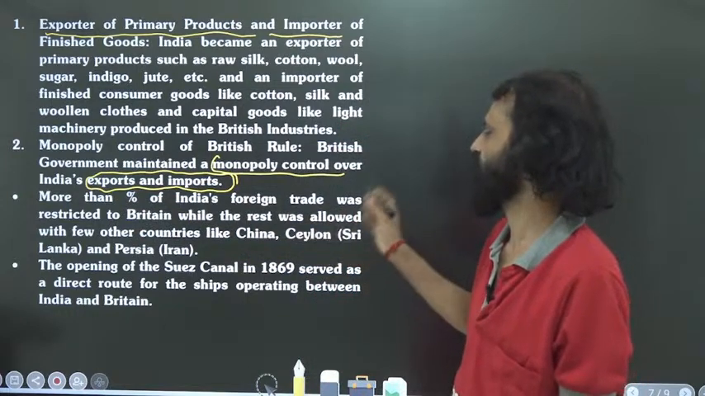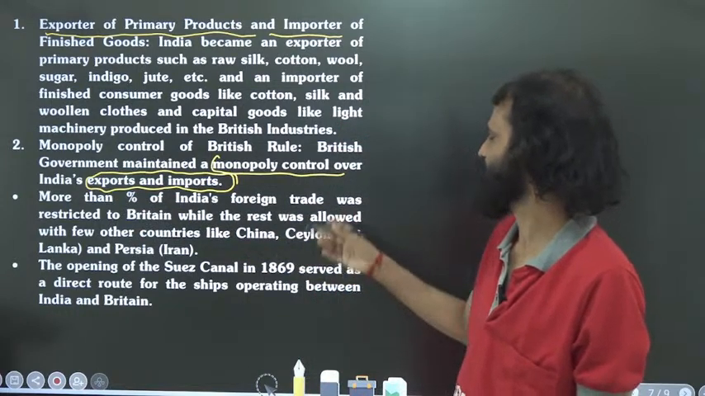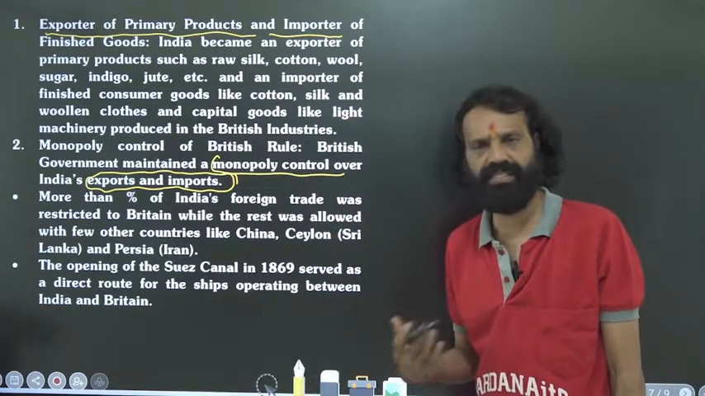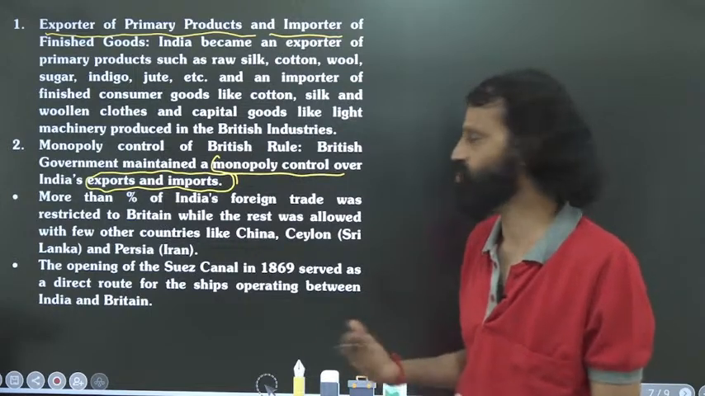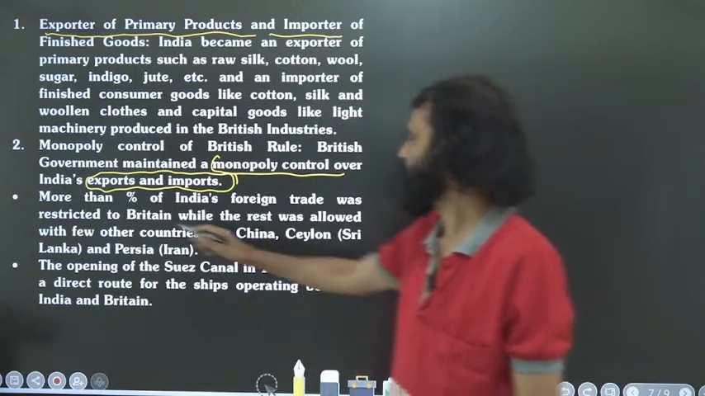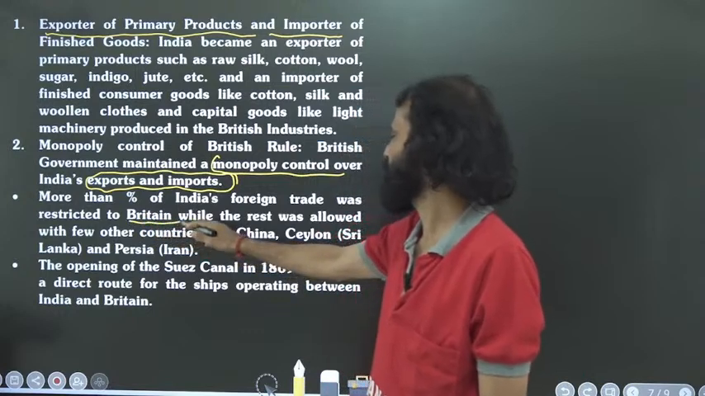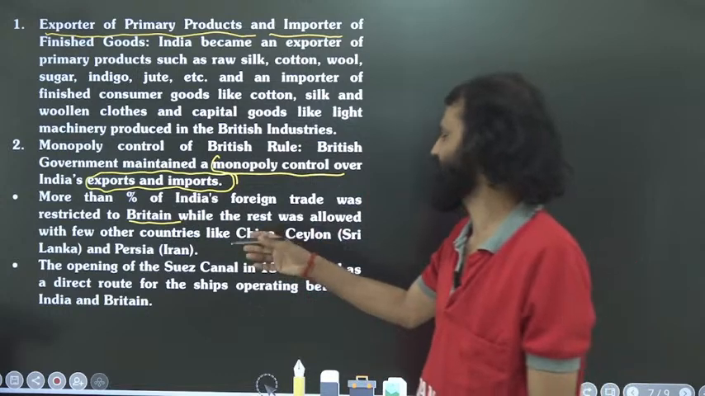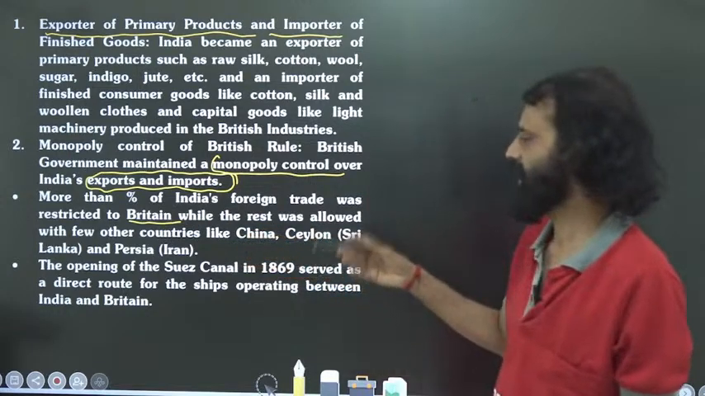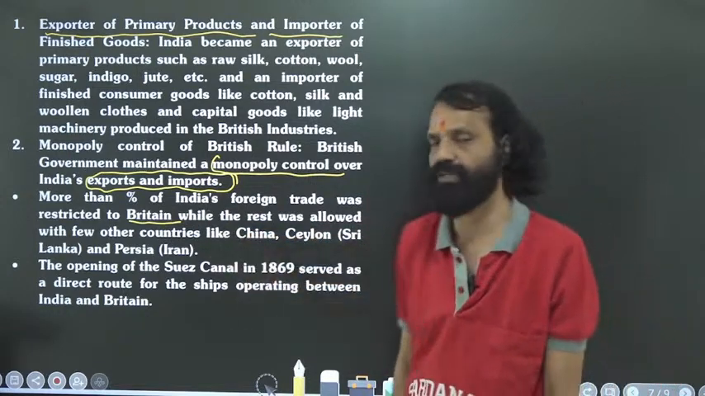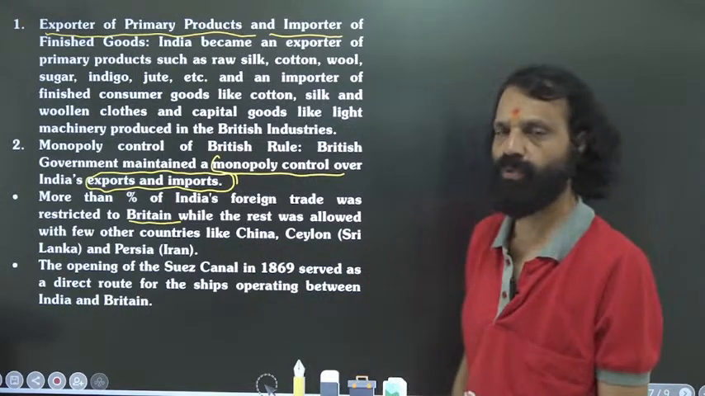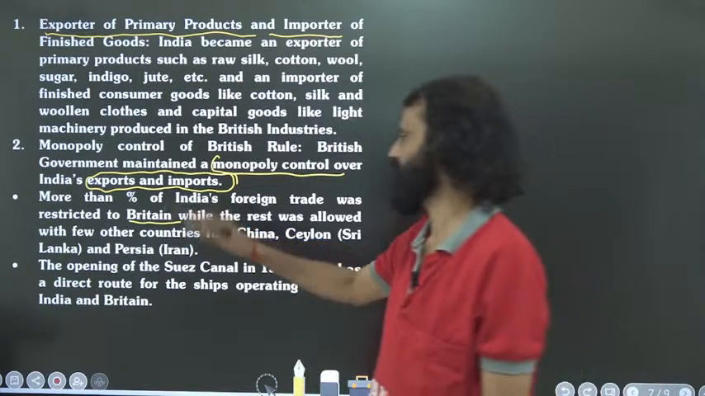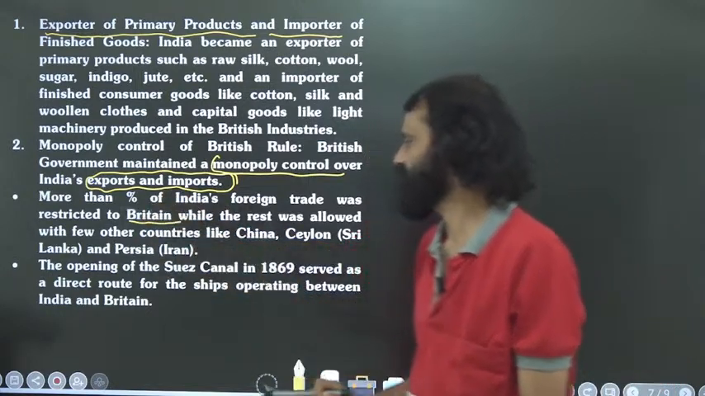Our India's major part of export was only to Britain, while the rest was allowed with a few other countries like China, Ceylon, Sri Lanka and Persia. Persia means Iran. So the major part of the export was confined to Britain, restricted to Britain. That happened.